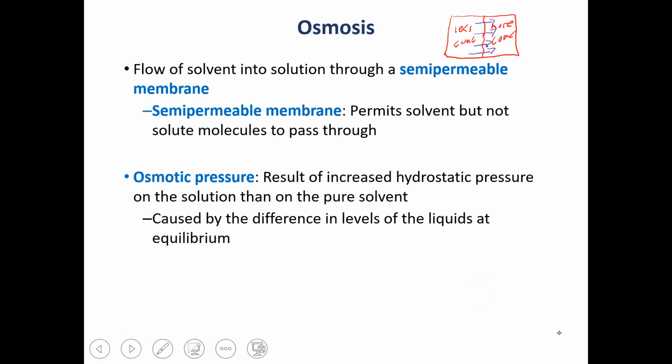Osmotic pressure is a result of the increased pressure as we add more solvent to the solution on this side of the membrane. So we're putting more liquid into the space, which increases the pressure.